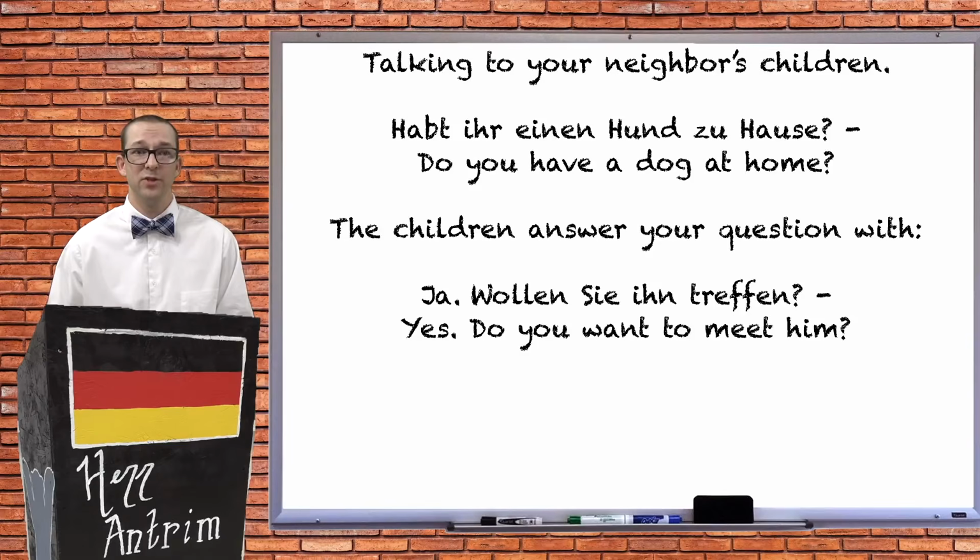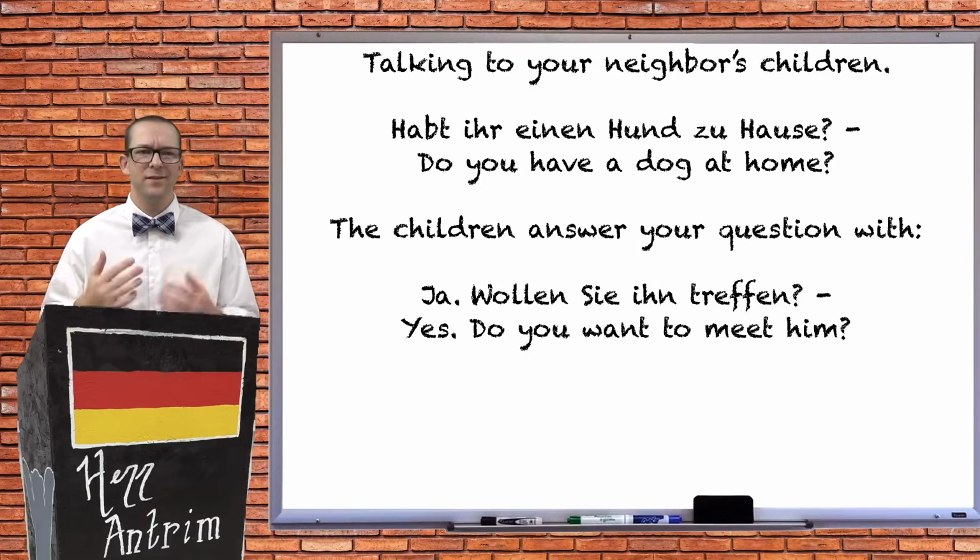If you're talking to your neighbor's children, you would say, "Habt ihr einen Hund zu Hause?" The children answer with, "Ja, wollen Sie ihn treffen?"